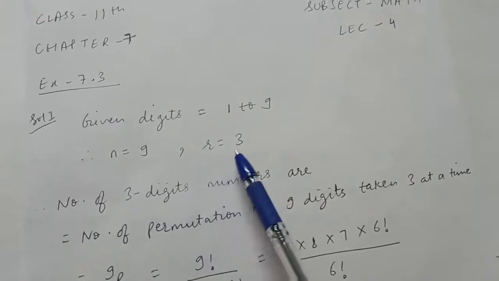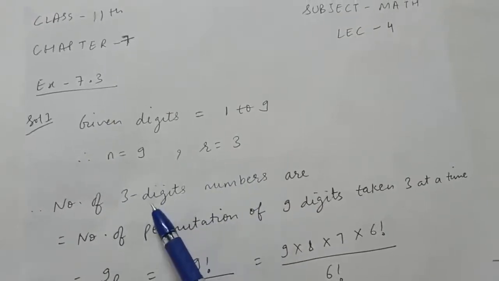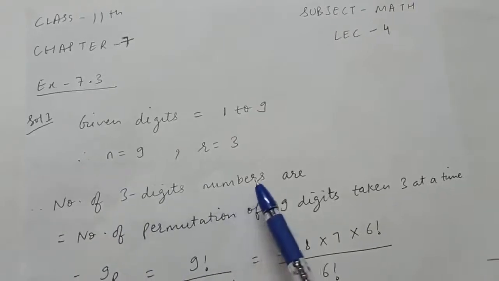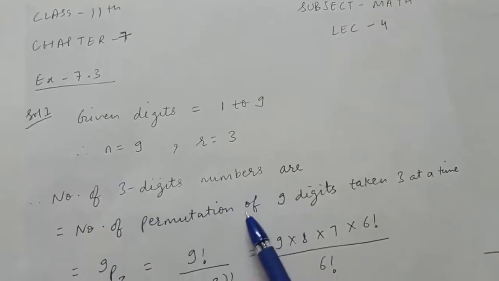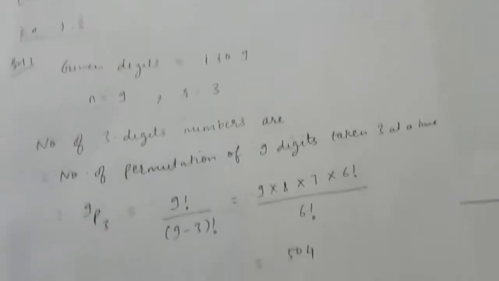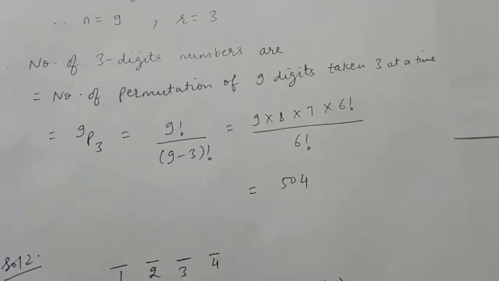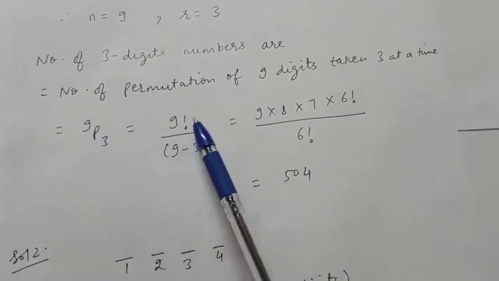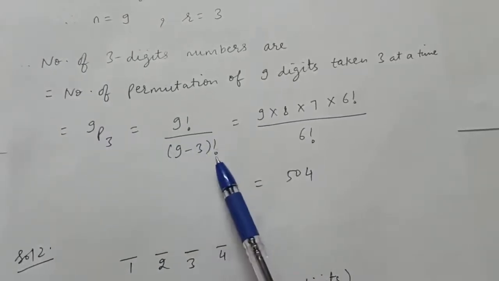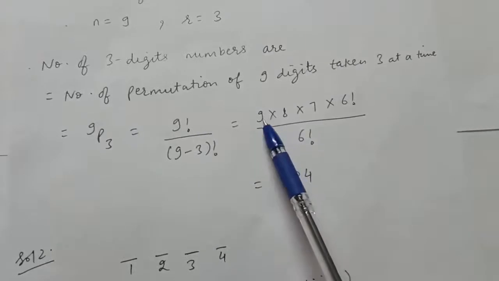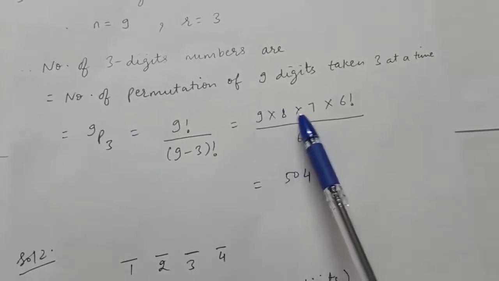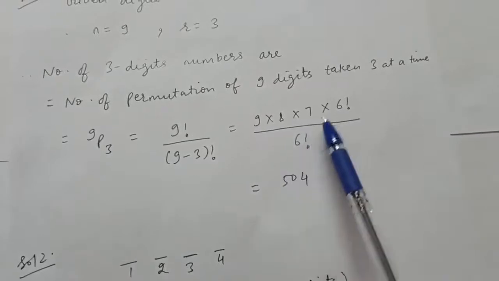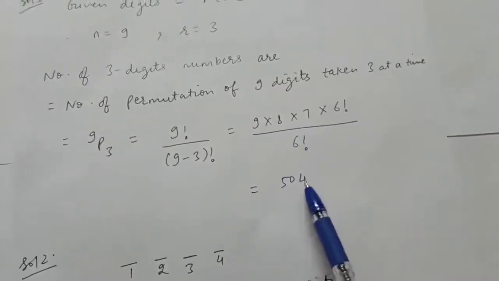So r is 3. Now because digits cannot be repeated, the number of 3-digit numbers is the number of permutations of 9 digits taken 3 at a time, which can be calculated as 9P3, that is 9 factorial upon (9 minus 3) factorial. Write down 9 factorial as 9 into 8 into 7 into 6 factorial upon 6 factorial. Cancel this out, you will get 504.